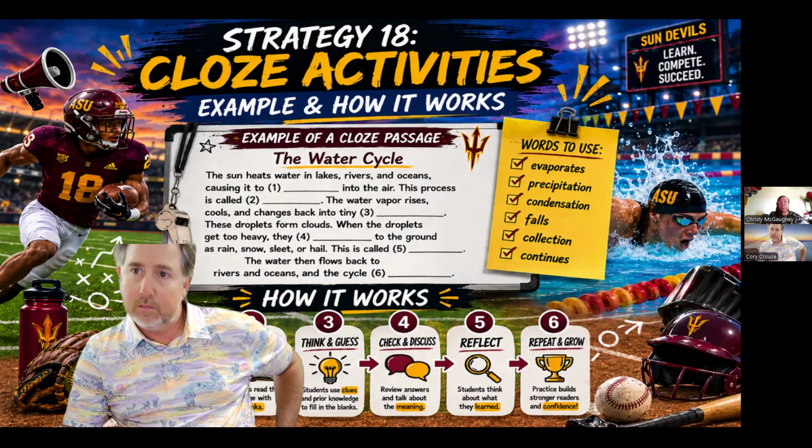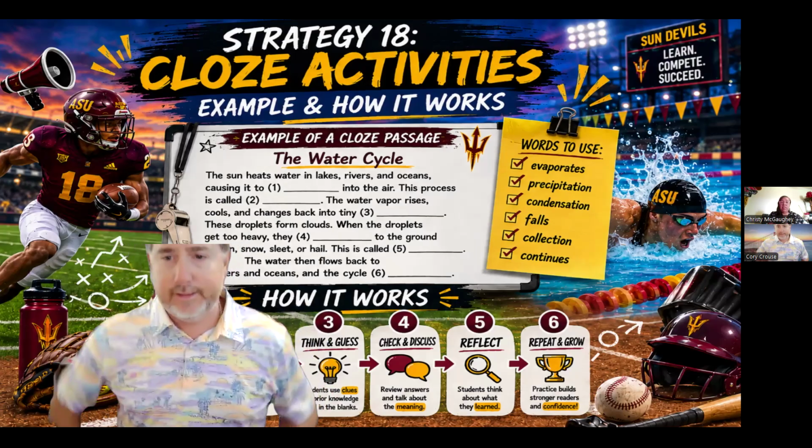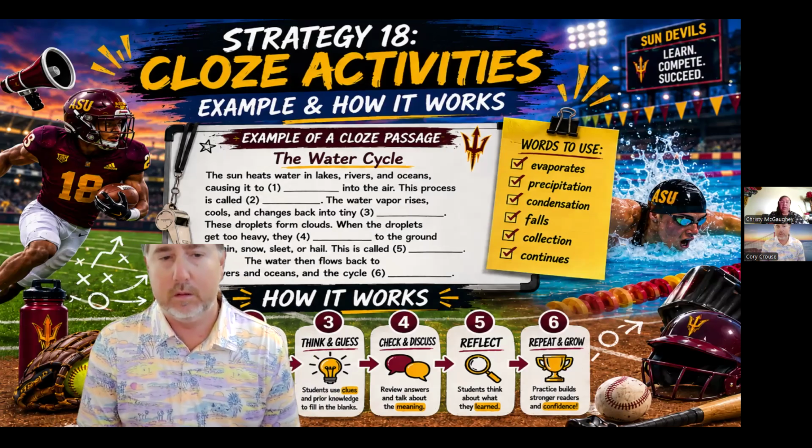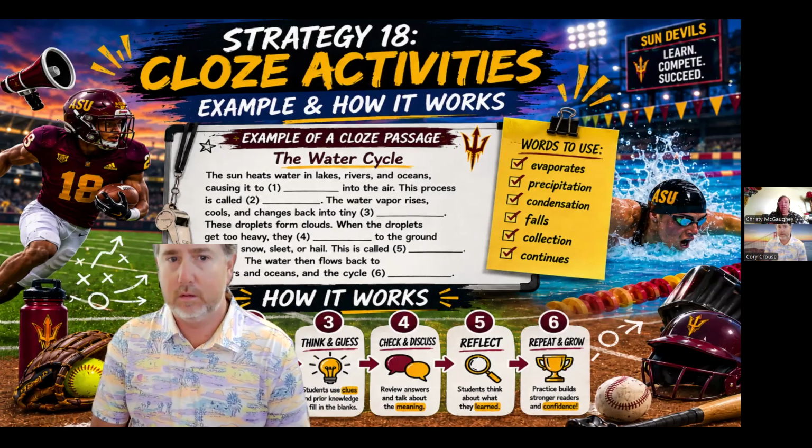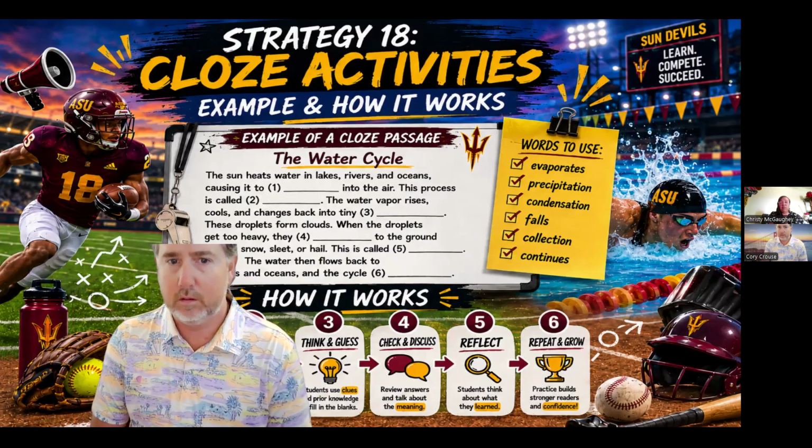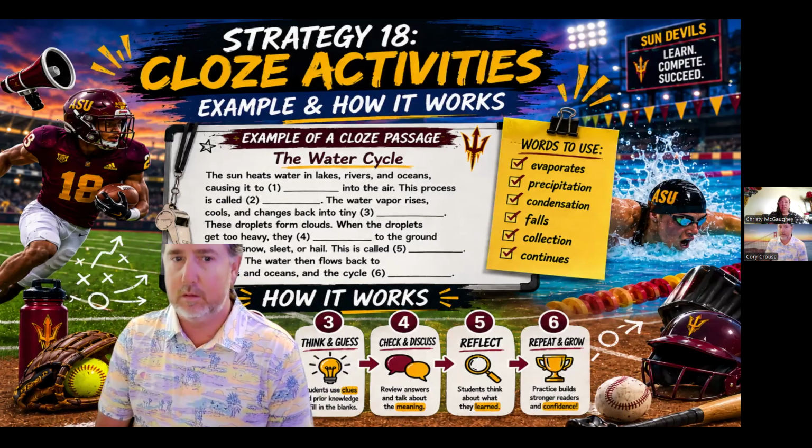Here is an example of a closed passage about the water cycle. The sun heats water in lakes, rivers, and oceans, causing it to blank into the air. The process is called blank. The water vaporizes, cools, and changes back into tiny blank. These droplets form clouds. When the droplets get too heavy, they blank to the ground. As rain, snow, sleet, or hail, it is called blank. The water then flows back to the rivers and oceans, and the cycle blanks.